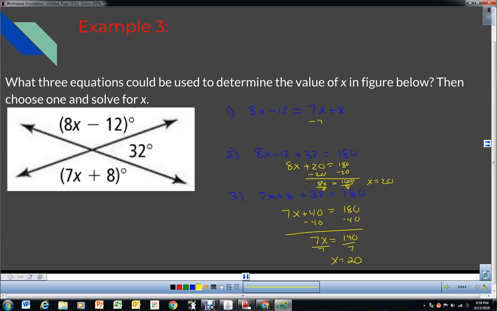Over here, I'm going to subtract 7x. Add 12. And now, this gives us x on the left and 20 on the right. So either way you choose is going to be correct.